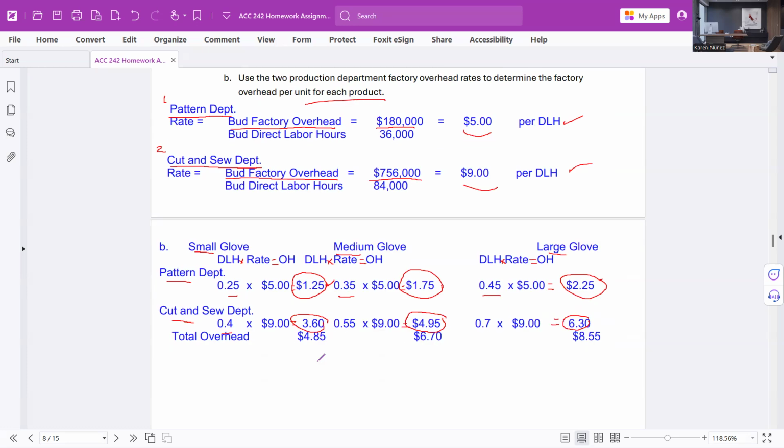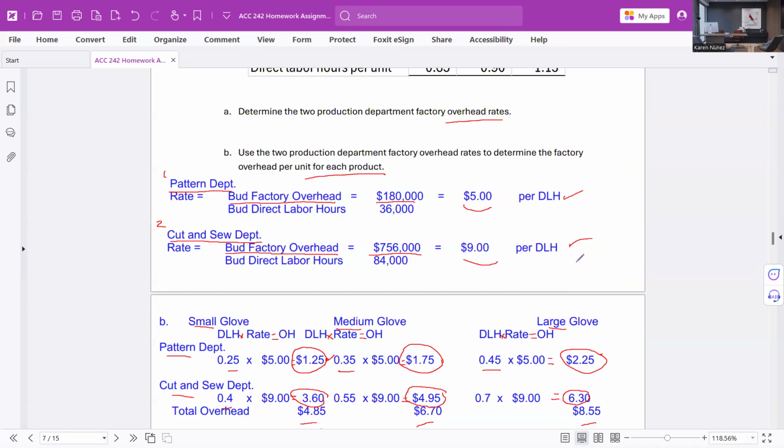And then we just add them, right? And that gives us total overhead. So for small gloves, it's $1.25 and $3.60, that's $4.85. For medium gloves, it's $1.75 and $4.95. That's $6.70. For large gloves, it's $2.25 and $6.30. That's $8.55. That's the amount of overhead that we would assign to each unit for a small glove, a medium glove, and a large glove.